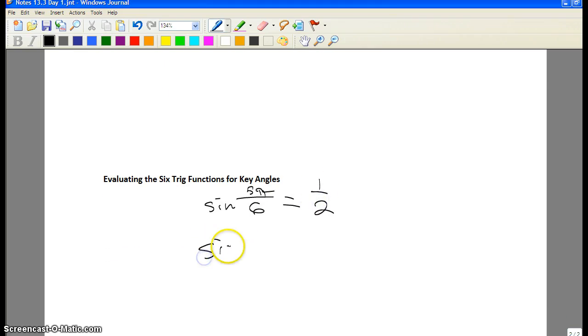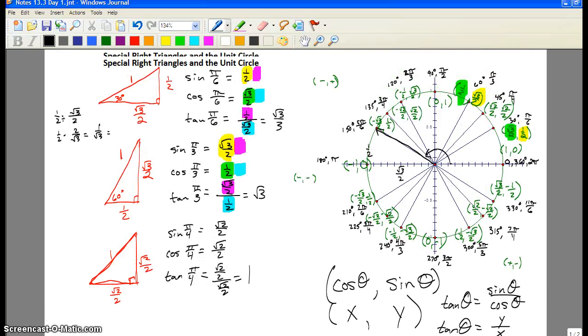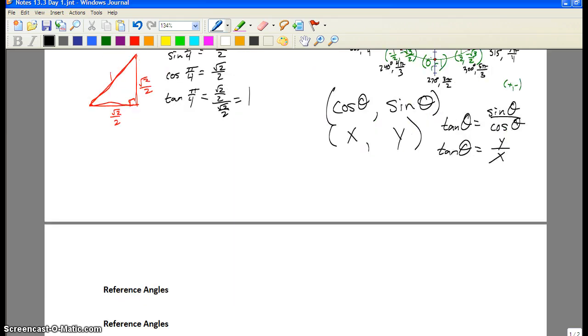How about this one? Sine of pi over 2. What is sine of pi over 2? Or you know what? Let's make it cosine of pi over 2. Go to the unit circle. Cosine, pi over 2. Find pi over 2. Unit circle. Pi over 2 is the 90. Cosine is the x. 0.